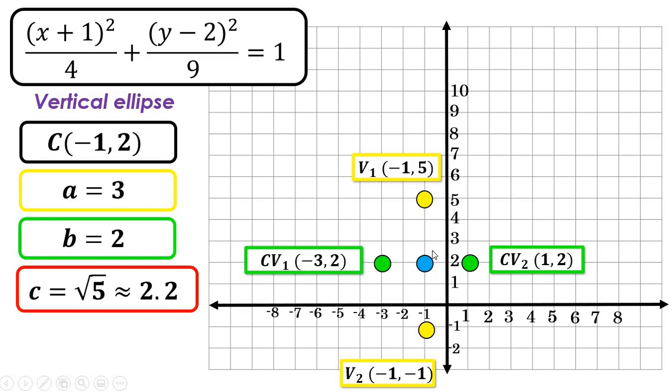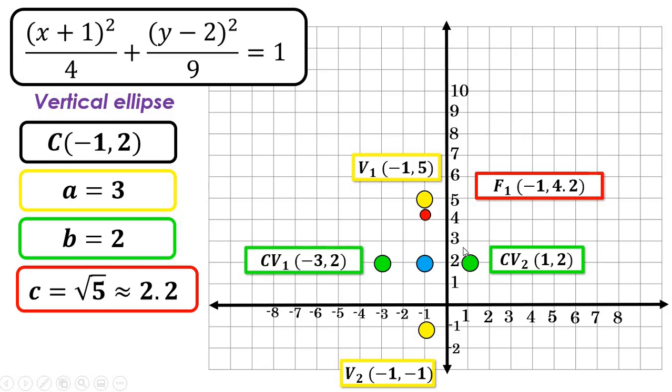So from the center, 2.2 will be somewhere here, and that will be plotted at (-1, 4.2). So what happened here? It will be aligned with the vertices and the center. That's why the x values will be the same, -1. And then for the y value, we moved above 2.2 units to k, which is 2. That's why that is 2.2 plus 2. So the value will become 4.2.